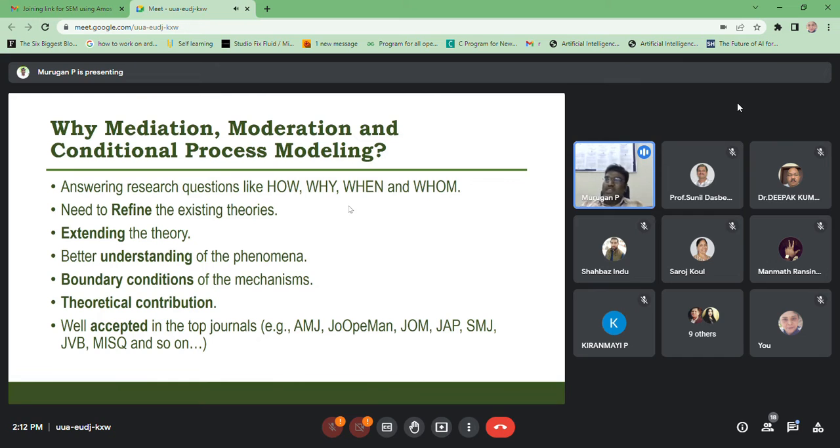Whom is something related to. For example, I have a relationship between job autonomy and job performance. For whom is this relationship better, and for whom is this relationship really bad?